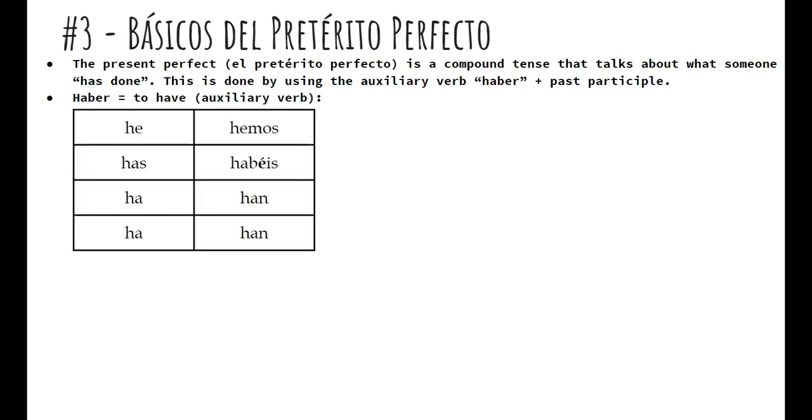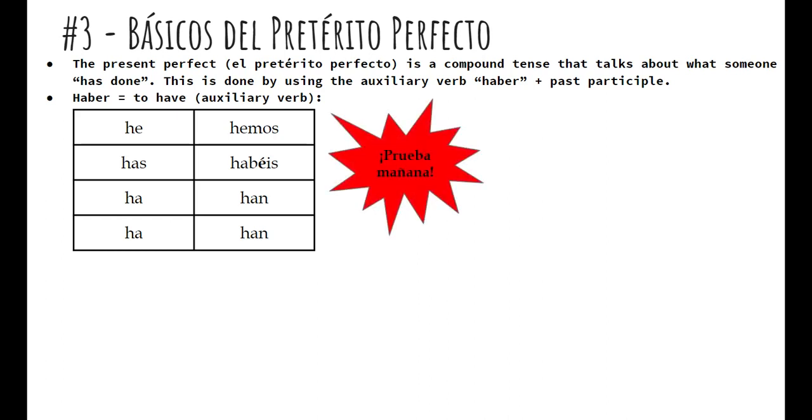So this is our conjugation chart for haber. We have he, has, ha, hemos, habéis, han. I like to call this the chuckle chart. So it's just a bunch of, kind of looks like chuckles and laughter. We have he and ha, but has, ha, hemos, habéis, han.